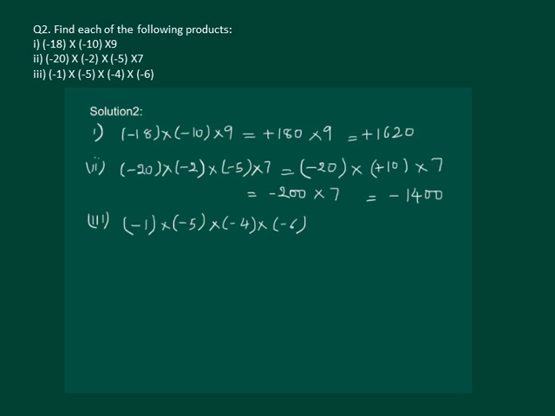Let us do the third part. All the terms are negative. We can pair them up and get minus 1 into minus 5 is plus 5. Minus 6 into minus 4 will give us plus 24, which will give us 120 as the required answer.